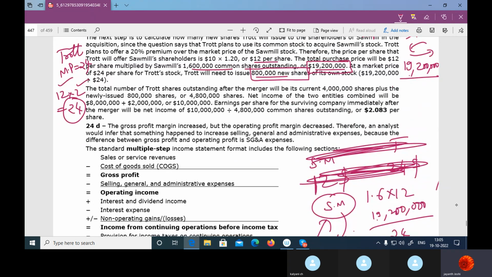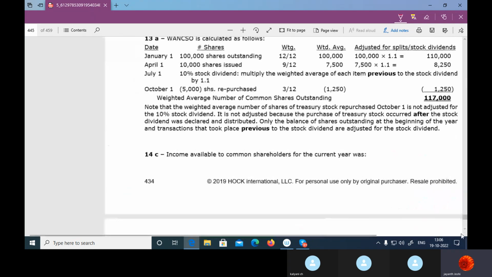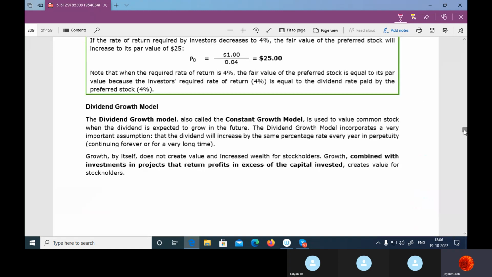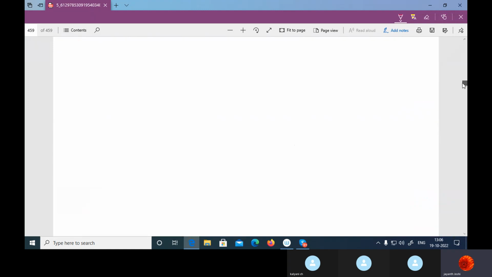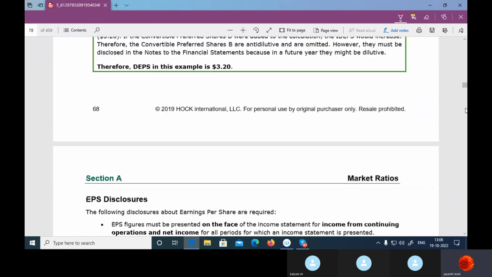Now the total number of Trot shares outstanding after the merger: already Trot has these many shares plus the newly issued 8 lakh shares. So 48 lakh shares of Trot are outstanding in the market now. Now what is the combined net income of Trot and sawmill? This divided by the outstanding shares would give you 2.083. Don't worry, I'm solving this entire question neatly for you and explaining everything again. This is a somewhat complicated question because you don't have that much knowledge of acquisition and merger. If you have done group accounts in your BCom, you will know about this.